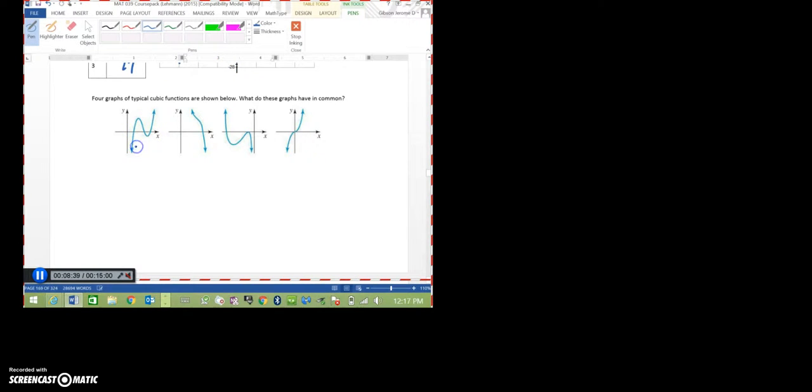And just for a visual representation, when I say tails, I'm talking about these values here. Basically, these arrowheads. These are the tails. They go in opposite directions. Okay, now, go on to the next page.